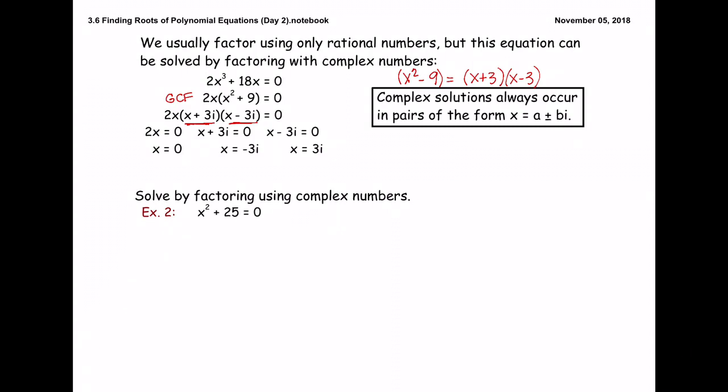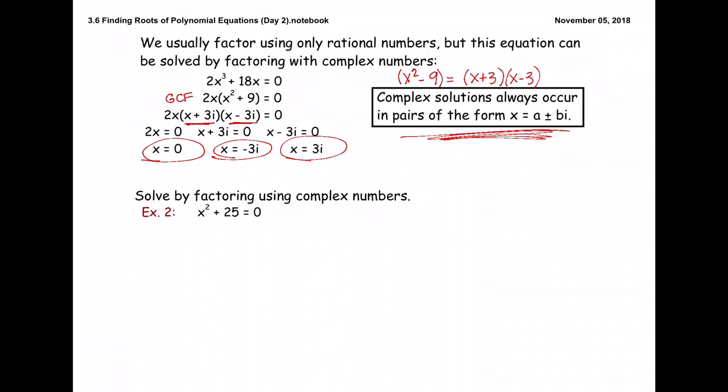Then we set all three of those solutions equal to 0, like we did previously, to solve for our roots or our x-intercepts. And when we use our inverse operations, we get x equals 0, x equals negative 3i, x equals positive 3i. Remember, complex solutions always occur in pairs, a plus or minus bi. So we have our negative 3i and our positive 3i.